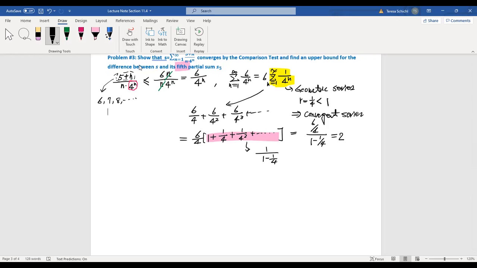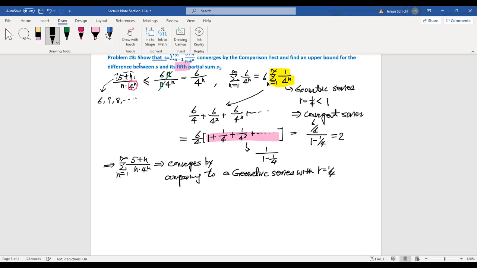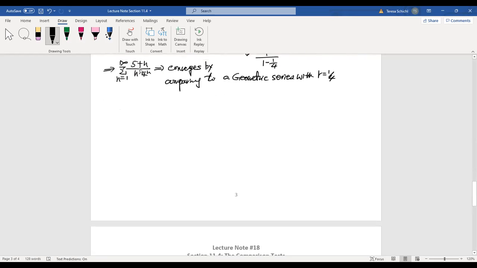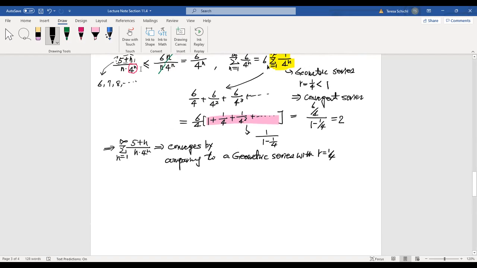Then, because this is a geometric series, I know this one here, n from 1 to infinity, of (5 plus n) over 4^n, what happens here? This converges. Why? By comparing to what? A geometric series, right? So we are comparing to a geometric series with r equal to 1/4. That's why we know that if you compare to a convergent series, it will be convergent here.